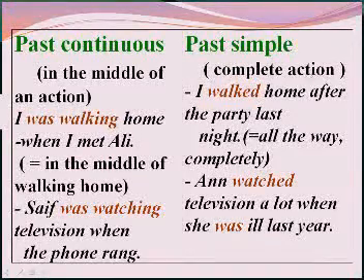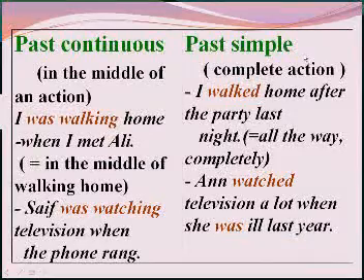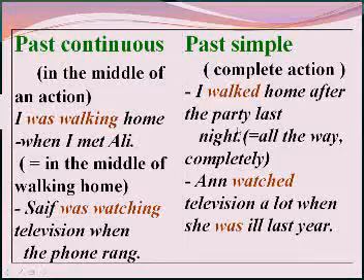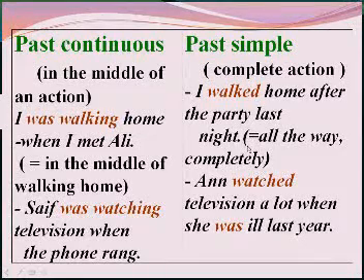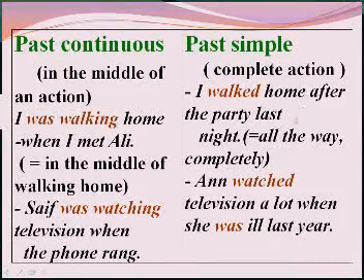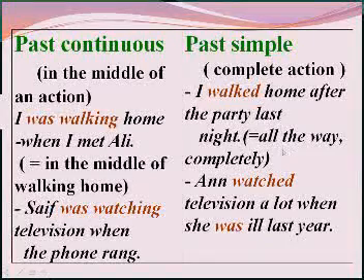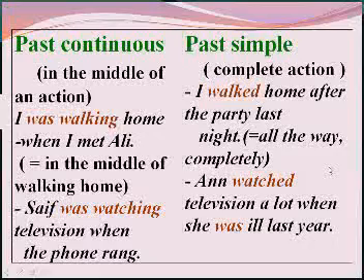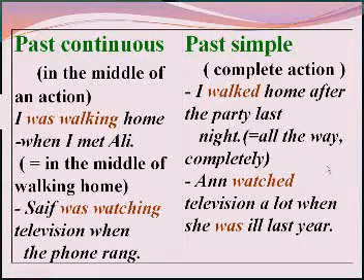But look at this one. In the past simple tense, we talk about a complete action. Like, I walked home after the party last night. I walked home. So I mean all the way, completely. I mean I finished walking home, okay?